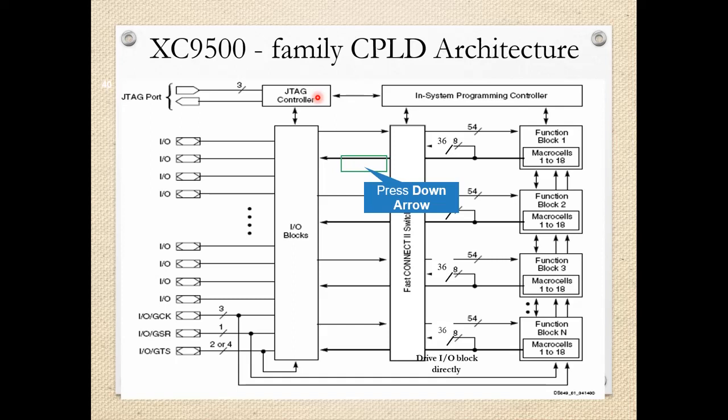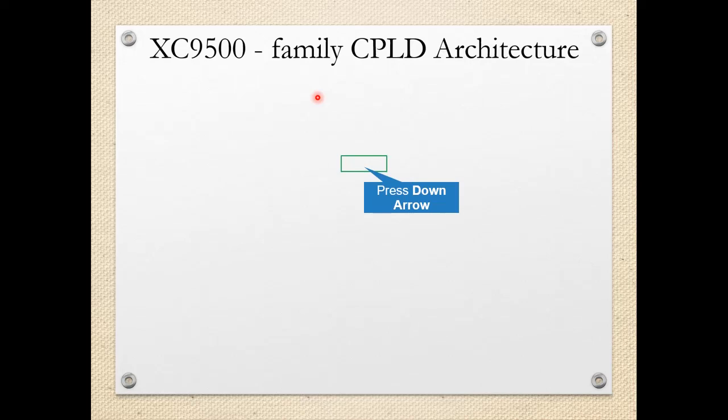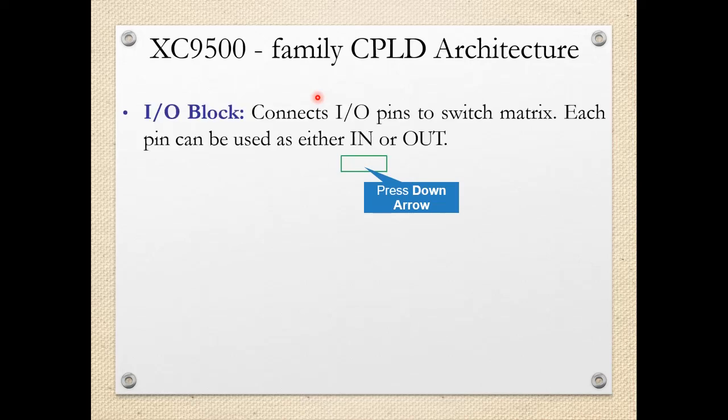So likewise there will be multiple function blocks present in the chip, which can be interconnected through the fast connect switch matrix. We have the facility of in-system programming, as well as the JTAG controller to have this serial programming, as well as the boundary scan checking of the device or the chip. We'll see the details of this architecture.